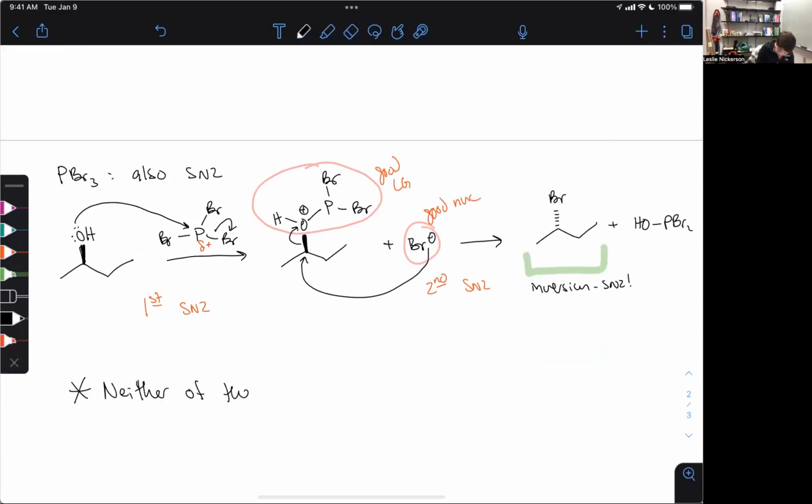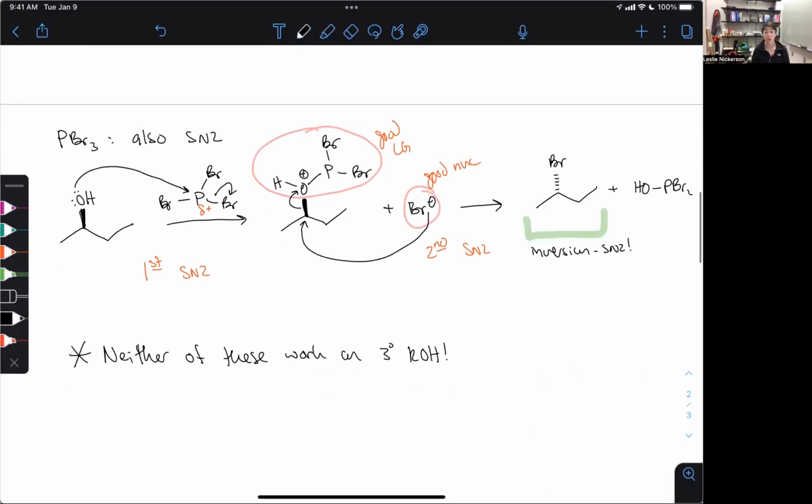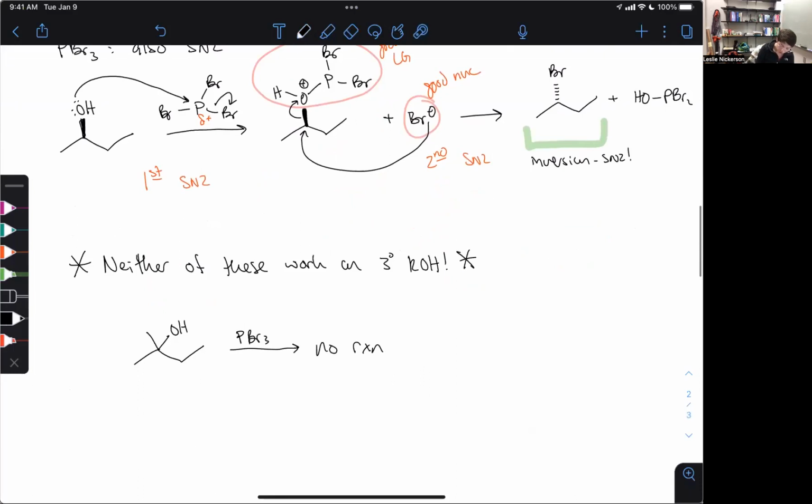Neither of these work on tertiary alcohols. So we just want to really, really keep that thought in our mind. If I've got something like this, if I try to use PBr3, no reaction. If I try to use thionyl-chloride and pyridine, no reaction. So we're not doing SN2 reactions on tertiary substrates.